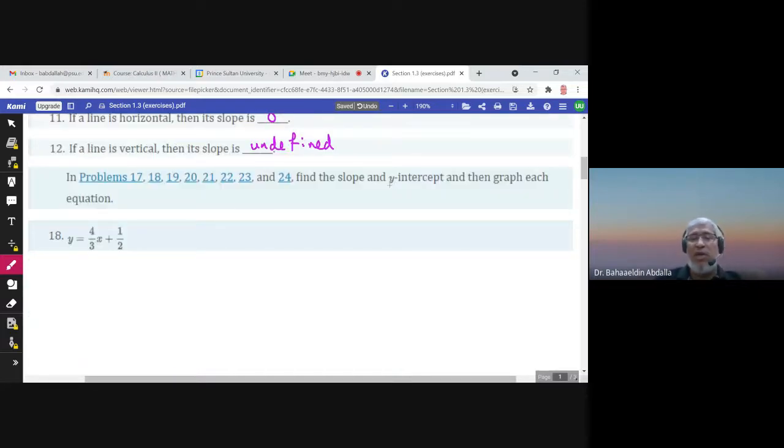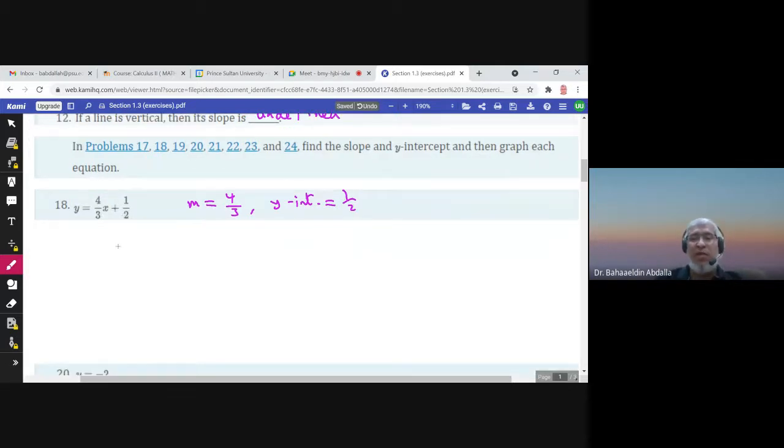Find the slope and the y-intercept and graph the function. Well, this is this form. If the equation is written in this form, then the slope is the coefficient of x, which is 4 over 3. And the y-intercept is half. If you put x equals 0 also, you will find that the y-intercept is half. But this is the slope-intercept form. To graph this line, we can choose another point on the line and sketch the graph, or we can use the definition of the slope.